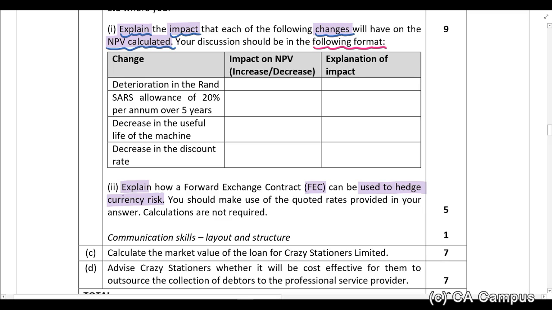In part 2, you need to explain how a forward exchange contract or an FEC can be used to hedge currency risk. You should make use of the quoted rates provided in your answer, but calculations are not required.